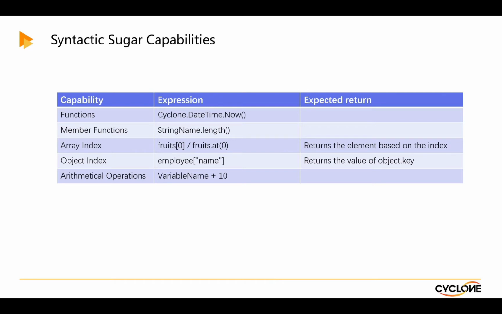Next, member functions are functions that can be related to a certain variable, such as getting the length of an array. To get an element from an array or a value from an object, we can also use Syntactic Sugar expressions. Lastly, Syntactic Sugar can also be used to execute arithmetical operations just by typing in the mathematical expression.